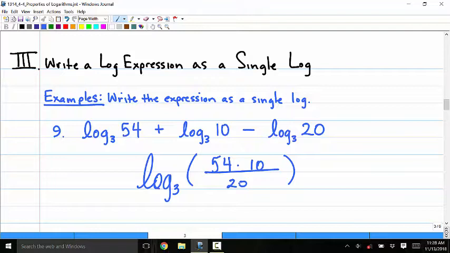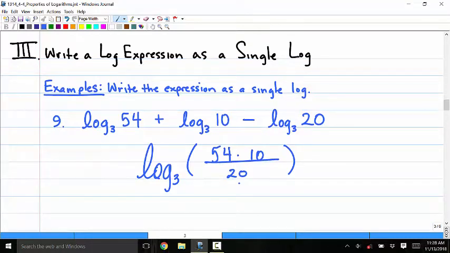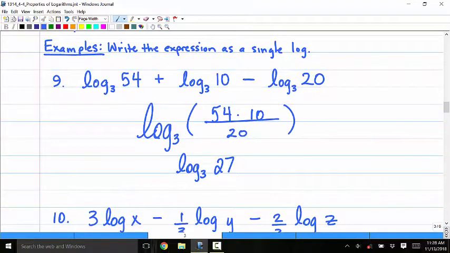Now, what is 54 times 10? 540? 540 divided by 20. What's 54 divided by 2? 27. So I have log base 3 of 27. Am I finished? No. 27 is a power of 3. Do you agree? 27 is actually 3 cubed. Yes? So what is log base 3 of 3 cubed? 3.